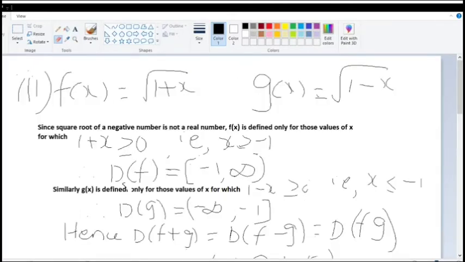And the next problem, f of x equals square root of 1 plus x and g of x equals square root of 1 minus x. We have to find f plus g, f minus g, fg and f by g of x.